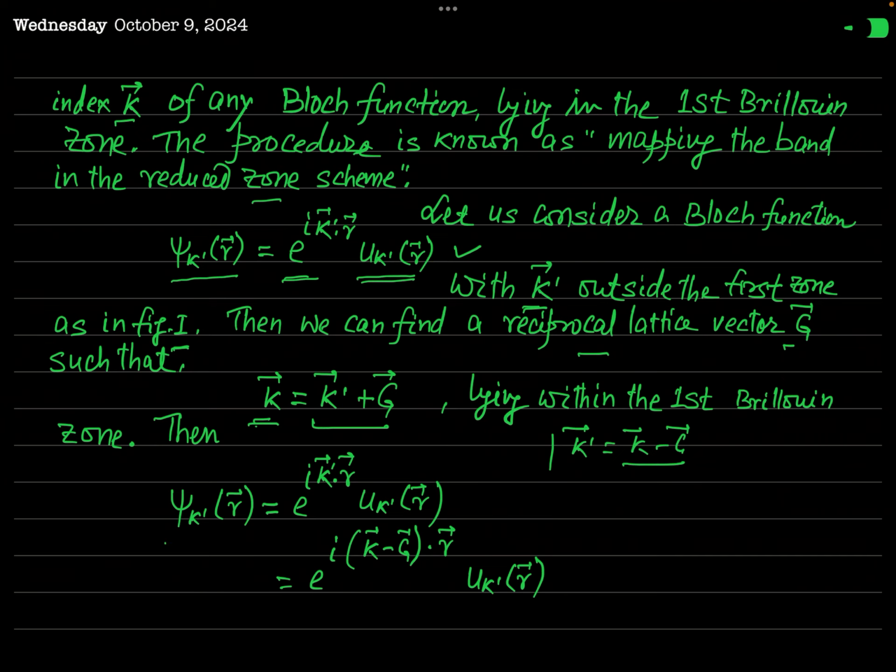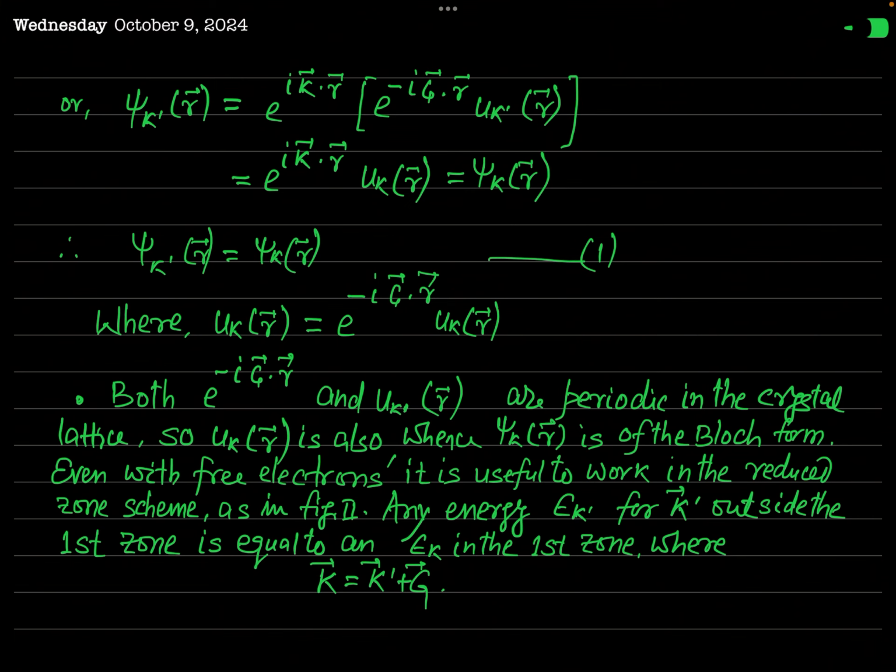So you can say that psi k dashed of r will be equal to e to the power i k dashed dot r times u k dashed of r. But k dashed, you have seen, is k minus g, so this is e to the power i (k minus g) dot r times u k dashed of r. Now let us simplify the RHS to some extent. This RHS can be written as e to the power i k dot r times e to the power minus i g dot r times u k dashed of r.